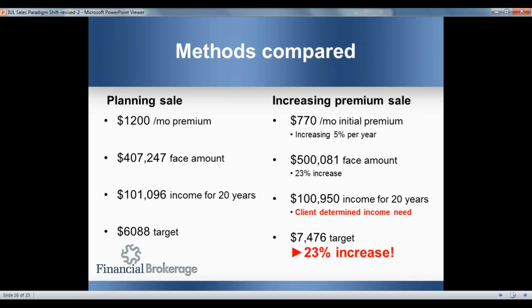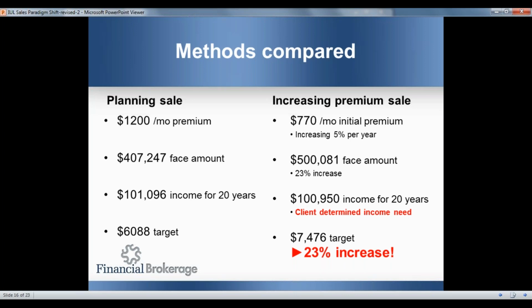Now, how does this compare to our planning sale that we just looked at? Because the planning sale where we asked all the questions looked a lot better than the typical average IUL sale. Well, our premium's a little bit lower. So we've said that this is where the client's comfortable, at least right now. But by increasing everything along the way, our face amount is now a little bit higher, 23% higher, right? So now the family's doing a little bit better if the person passes away.